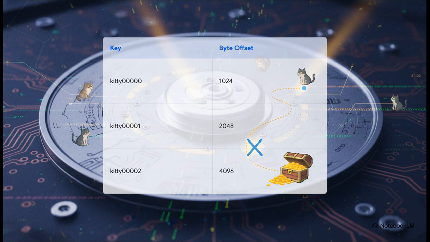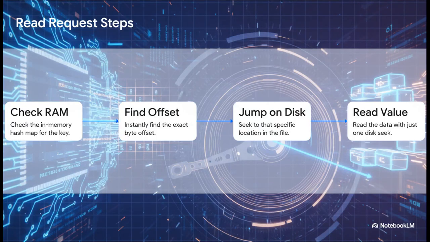Whenever you append a new key-value pair to the end of your log file on the hard drive, the system immediately updates this in-memory map to point to the exact spot where that new data just landed. This sets up a beautifully mechanical, four-step journey whenever a read request comes in.